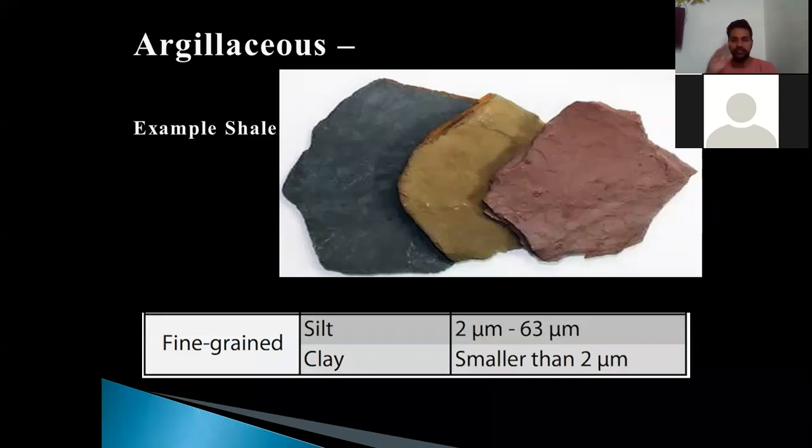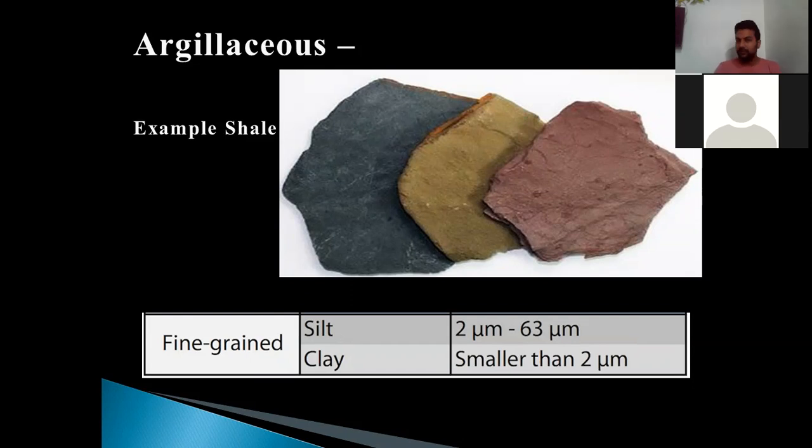Here the transportation is highest, and hence the sorting is excellent, as well as the grain size is very fine. The roundness and the other things are, no doubt, very good and perfect. So this is about the argillaceous rock.